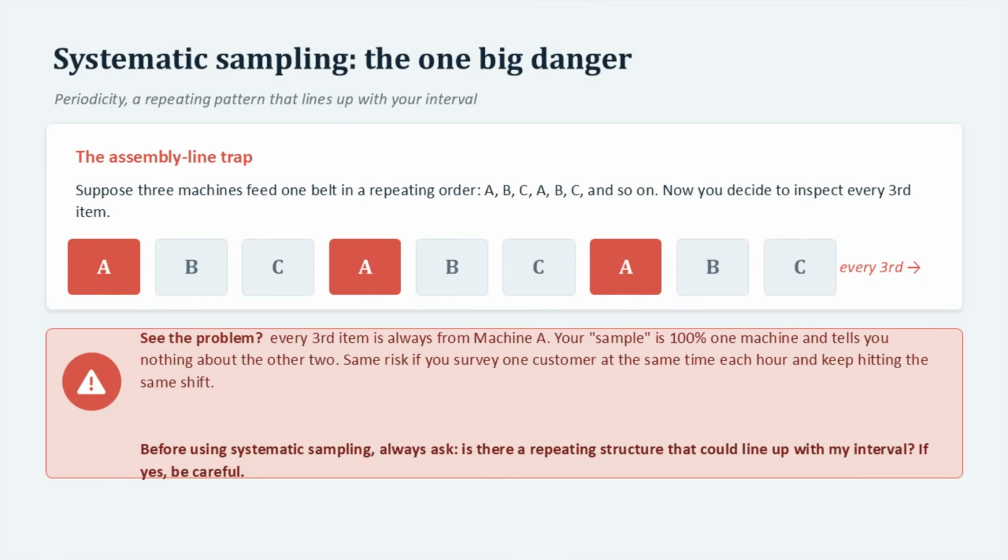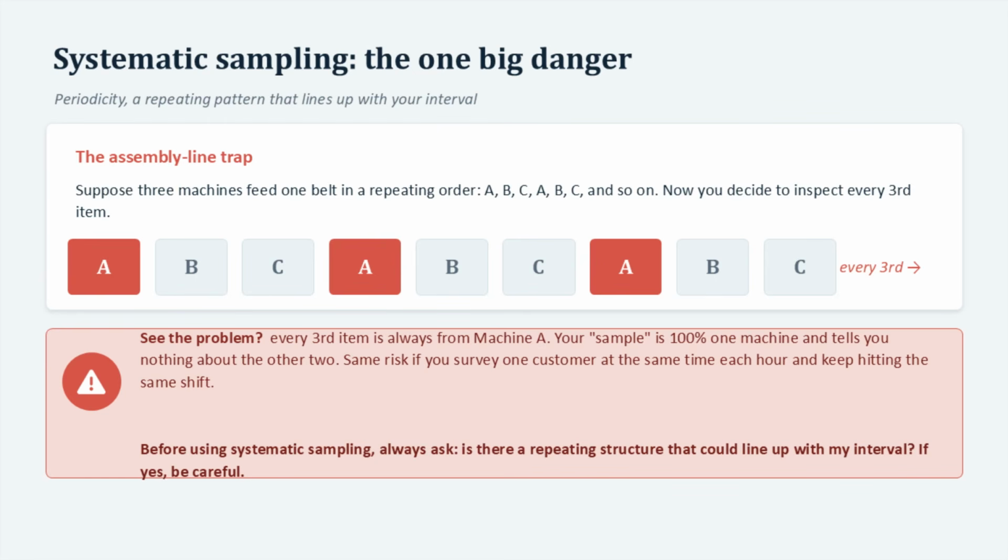So, systematic sampling has one important trap you really need to watch for, and it's called periodicity. That's just a fancy word for a repeating pattern in the population. The danger happens when your sampling interval accidentally lines up with that pattern. Let me show you what I mean with the example on the screen. Imagine a factory has 3 machines. Products come down one conveyor belt in a repeating order. Machine A, Machine B, Machine C, then A, B, C, over and over again.